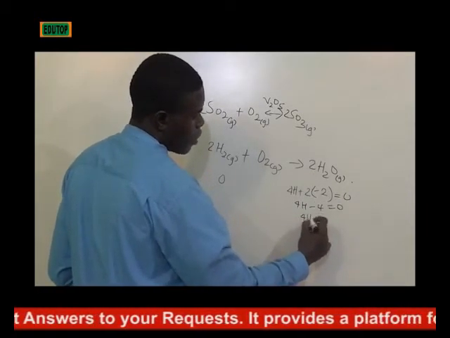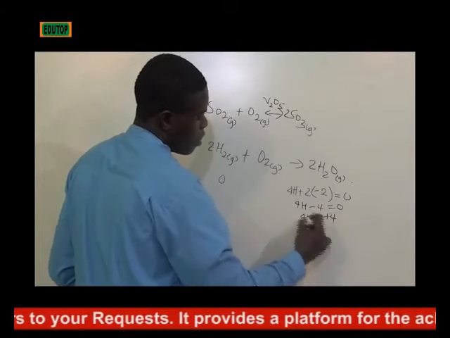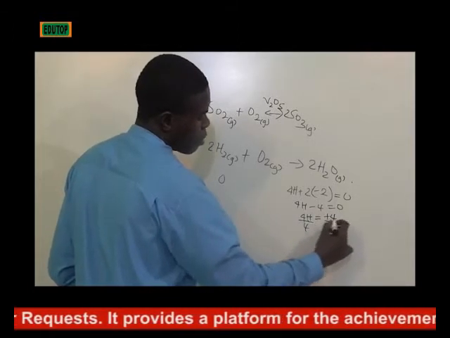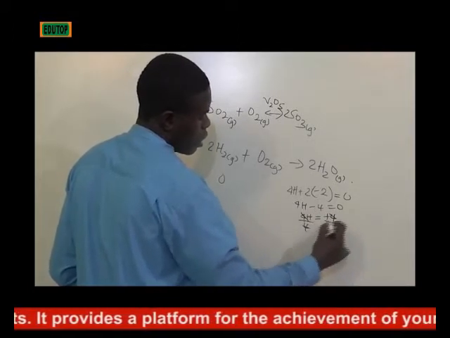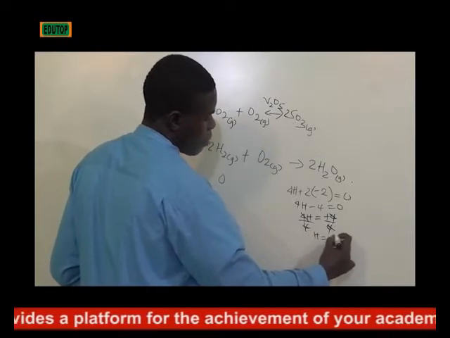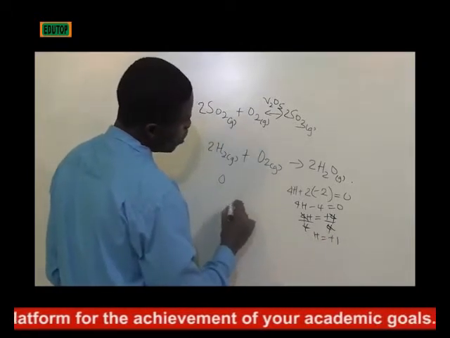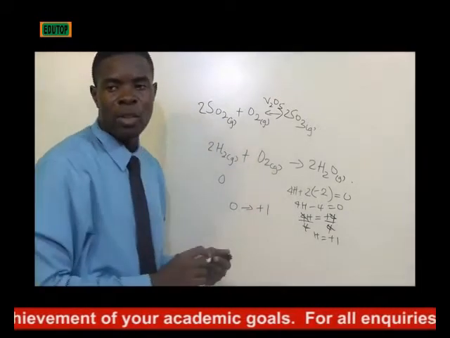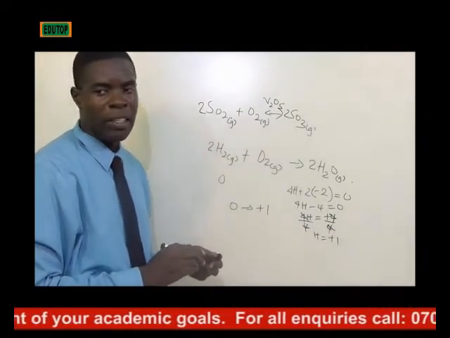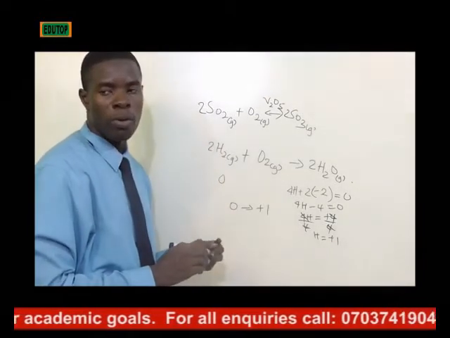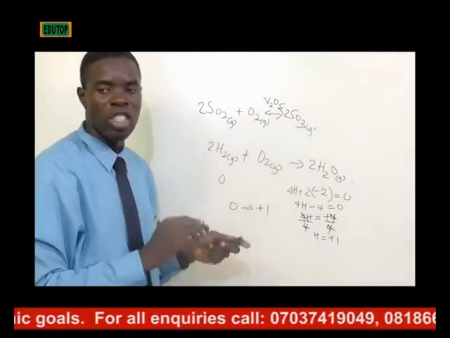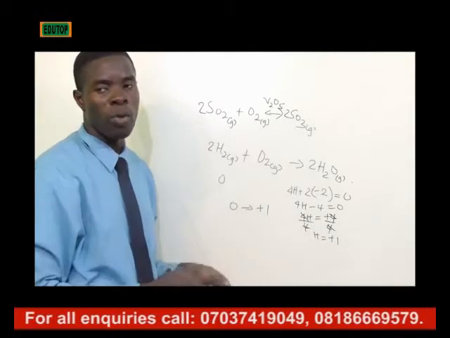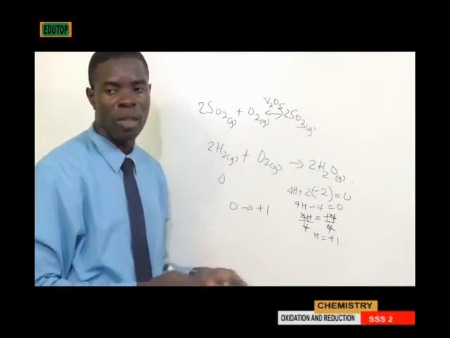So 4H equals to +4. So divide both sides by 4. So here hydrogen is +1. So it changes from 0 to +1. Therefore, the answer to question number 2 is, it changes from 0 to +1, which is D. D is the answer to question number 2.